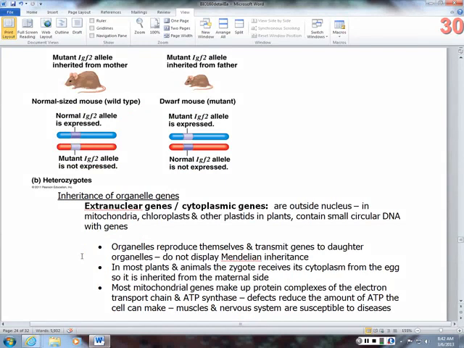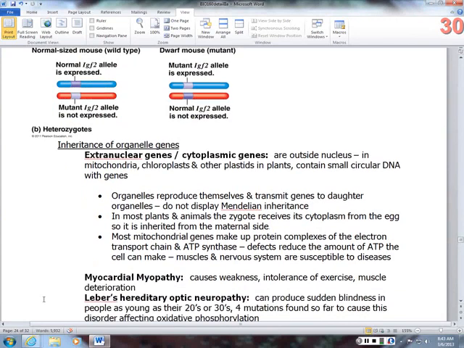So inheritance of organelle genes. So you do have genes outside the nucleus. Most of your genetic information is in the nucleus, but you've got these few that are outside. In animals, the mitochondria are going to have them. The chloroplasts and the plastids will have them in plants, and they're just small circular DNAs with some genes on there. So the organelles reproduce themselves and transmit their genes to the daughter organelles. They're not going to follow the Mendelian inheritance because organelles just make a copy of themselves, and they're like little clones of themselves within the cell.